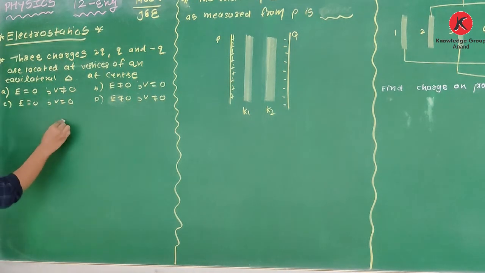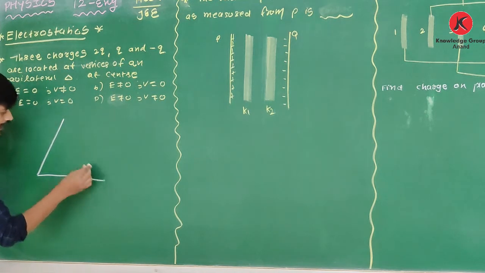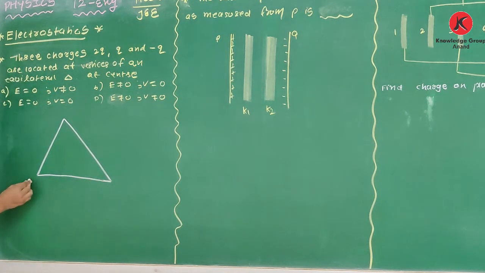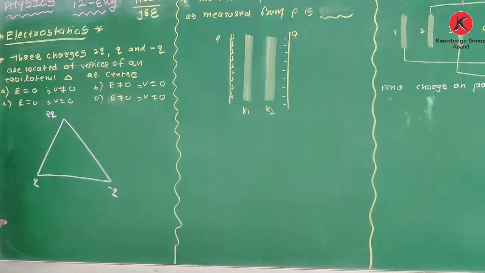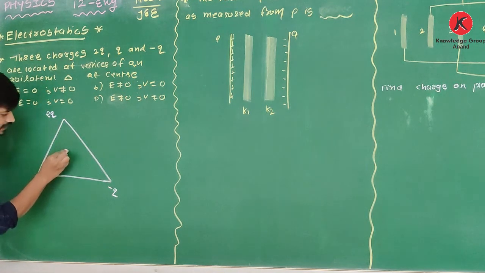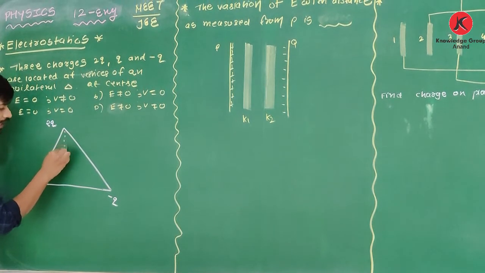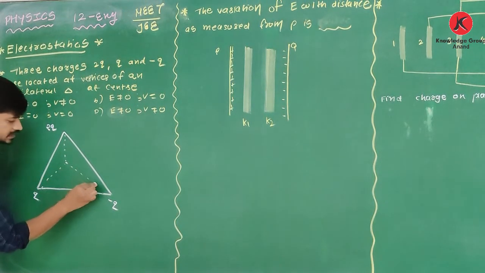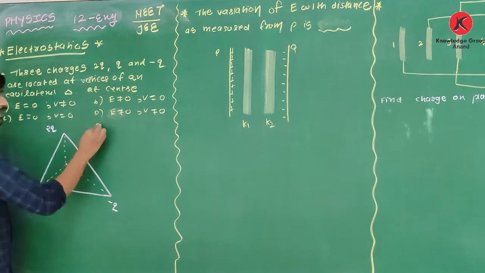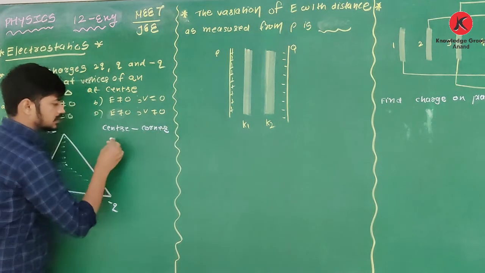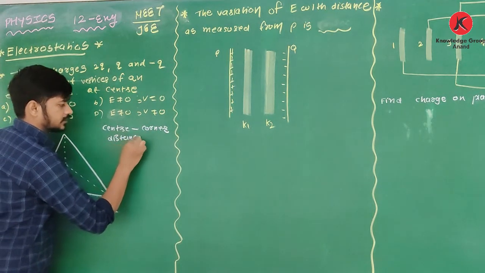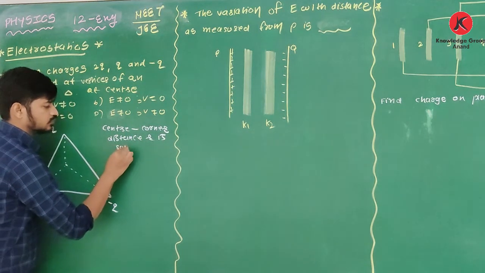See, if we draw an equilateral triangle like this, suppose here it is 2q charge, here it is q, and here it is minus q charge, for example. As it is an equilateral triangle, you have to find its center. We know that for an equilateral triangle, the center to corner distance is the same. The center to corner distance R is the same for all corners.